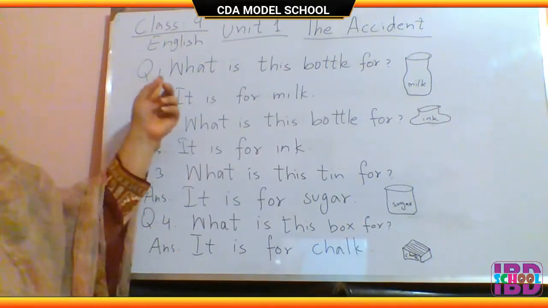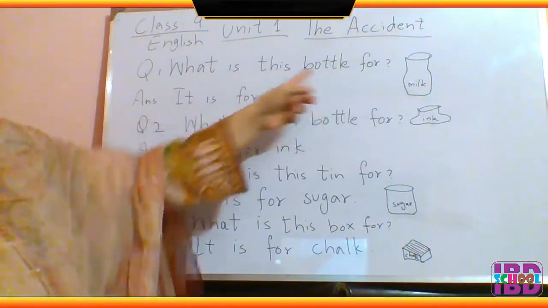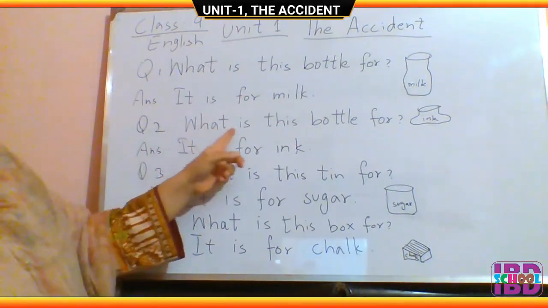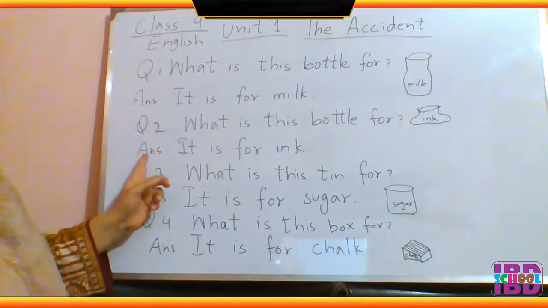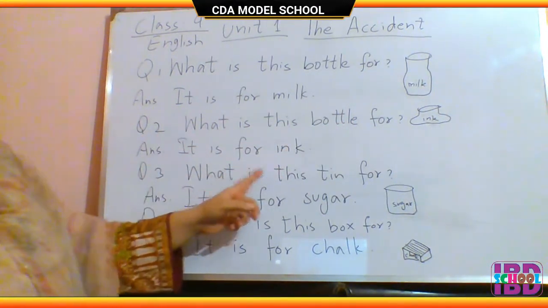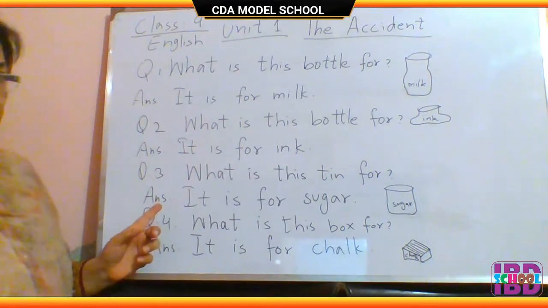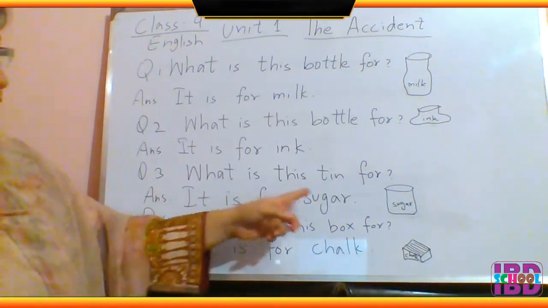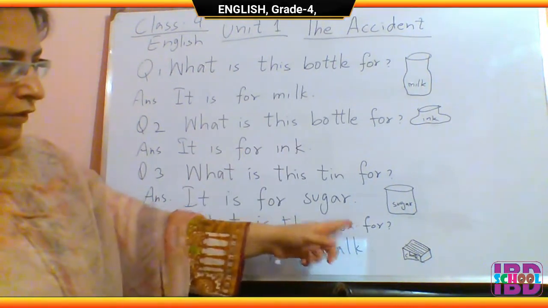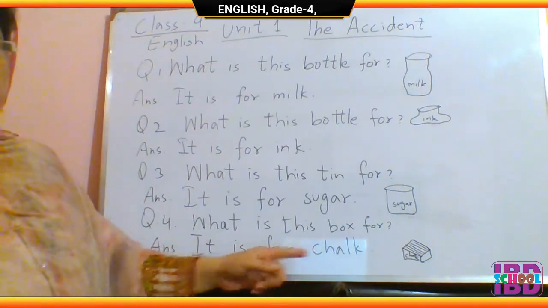Unit number 1, the accident. You can open your books and we will do some question and answers. Question number 1 is, what is this bottle for? It is for milk. Question number 2, what is this bottle for? Answer, it is for ink. Question number 3, what is this tin for? Answer, it is for sugar. Question number 4, what is this box for? It is for chalk.